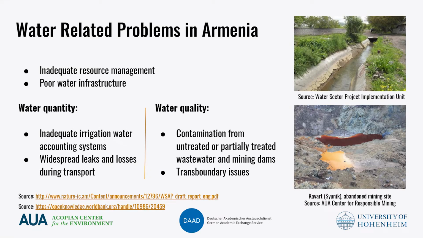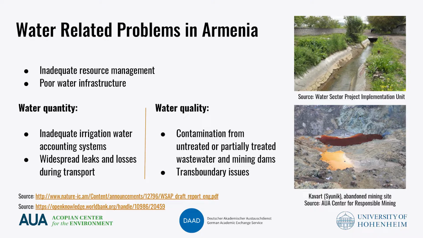According to Yale University's 2012 Environmental Performance Index, 70% of Armenia is under water stress despite receiving a significant amount of freshwater per year. The country lacks a systematic approach to managing its water resources and suffers from several issues. Most of the country's water infrastructure is in need of renovation. Leaks and losses within the system are widespread. Irrigation water accounting systems are inadequate. Wastewater is not fully treated, and in many regions, not treated at all.